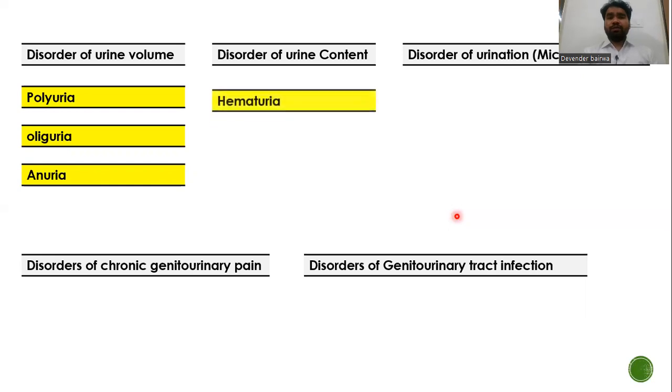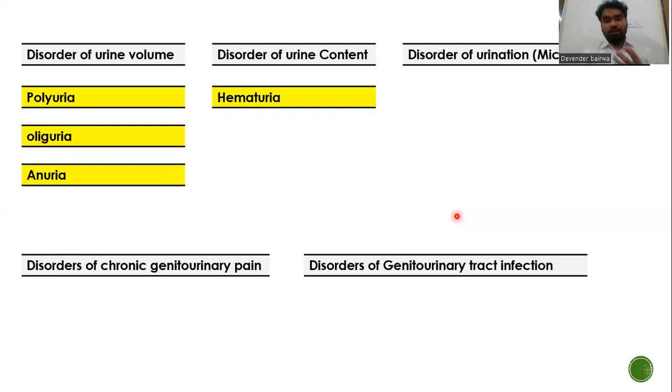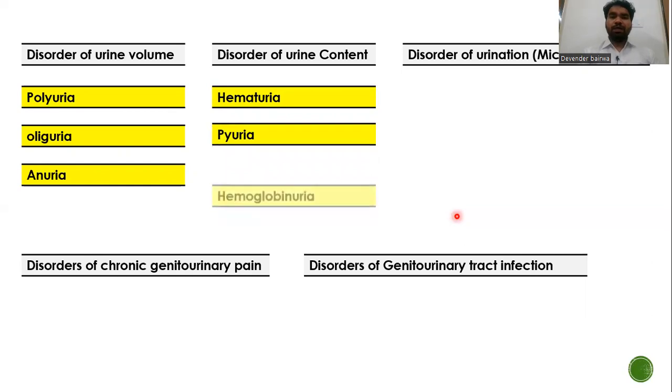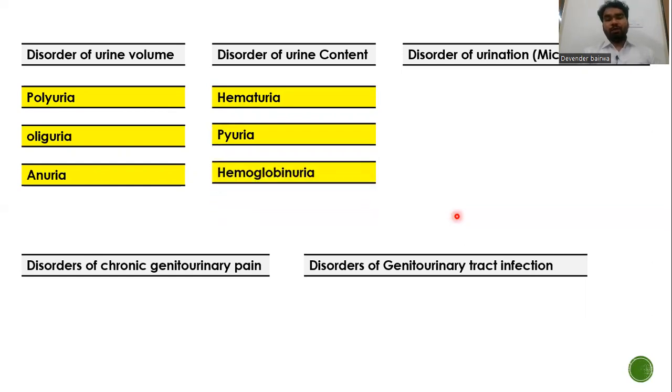In disorders of urine content, you can have hematuria when there is presence of blood. This blood can be in the form of RBCs, or there can be a gush of RBCs. There can be very minute to very massive hematuria, or there can be presence of RBC casts also. Everything is known as hematuria only. There can be presence of WBCs in the urine, known as pyuria, or there can be presence of hemoglobin in the urine, known as hemoglobinuria, typically seen in cases of intravascular breakdown of RBCs.